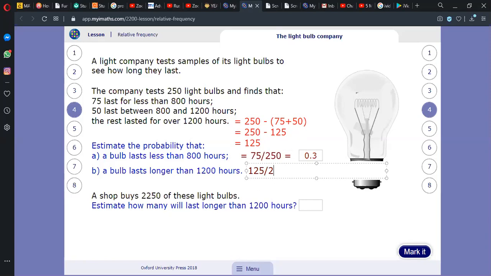They're divided by the total number of trials, which is 250. And when we perform that division, I am sure we all agree that the answer is going to give us 0.5. So this is definitely equal to 0.5.